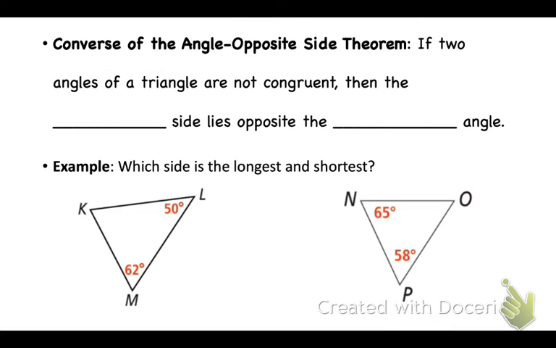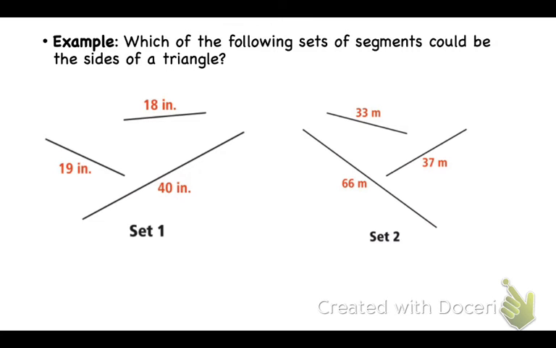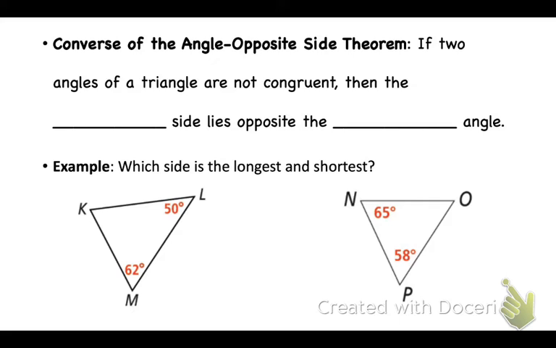Okay, so the converse of the angle opposite side theorem: if two angles of a triangle are not congruent, then the longer side, and it's probably longest, not longer, sorry, the longest side lies opposite the largest angle.